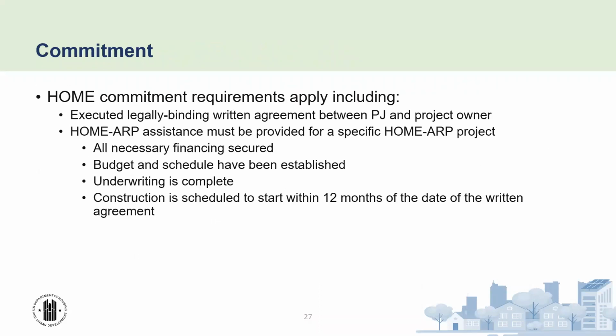The HOME commitment requirement in the definitions of commitment and commit to a specific local project in the HOME regulations at 92.2 apply to the use of HOME-ARP funds, including the requirement that the PJ execute a legally binding written agreement with the project owner for the development of an identifiable project for which necessary financing has been secured, a budget and development schedule have been established, project underwriting is complete, and the construction is scheduled to commence within 1 year of the execution date of the written agreement.